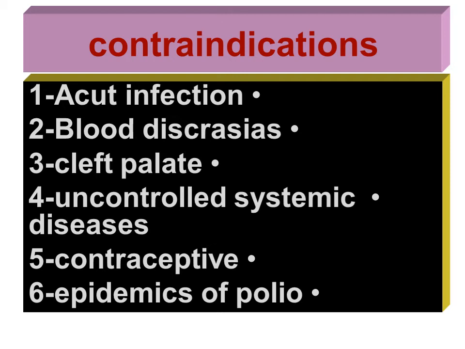In blood dyscrasia, for example hemophilia, we have to correct the deficient factor and then go forward for tonsillectomy. In case of cleft palate, in case of uncontrolled systemic disease, for example diabetes mellitus, hypertension, heart failure, and so on, and in case of contraceptive pills, we have to wait 6 weeks before doing the tonsillectomy. Also in epidemics.